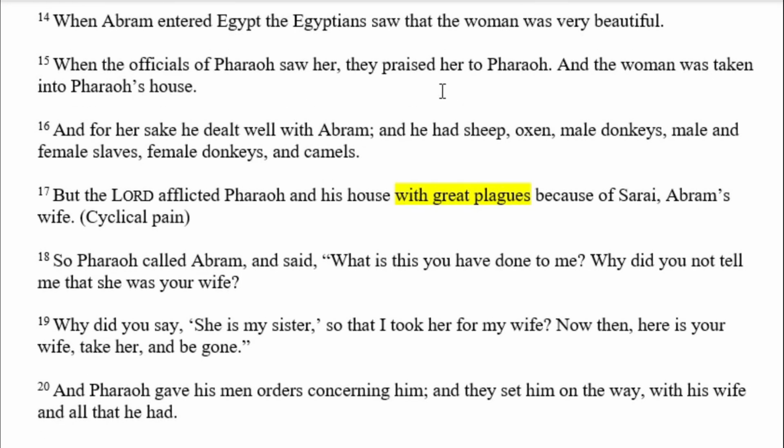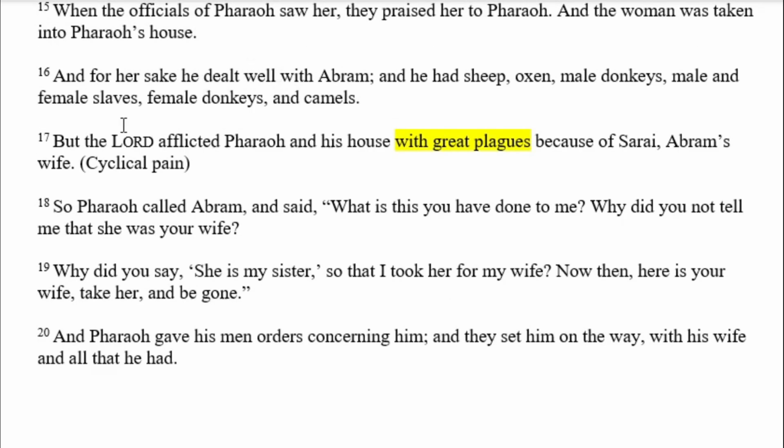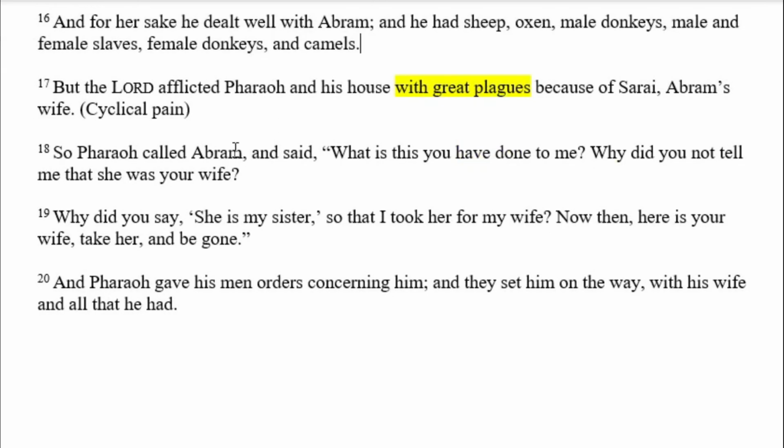And then when the Egyptians saw her, that she was very beautiful, they told Pharaoh about it. Hey, hot woman. And she's taken into Pharaoh's house. Pharaoh marries her. They both agree. And for her sake, he dealt well with Abram. What does that mean? Because of her skills, he dealt well with Abram. He gave him sheep, oxen, male donkeys, male and female slaves, female donkeys and camels. So he got all that stuff for giving up his wife as his sister, and she agreed.